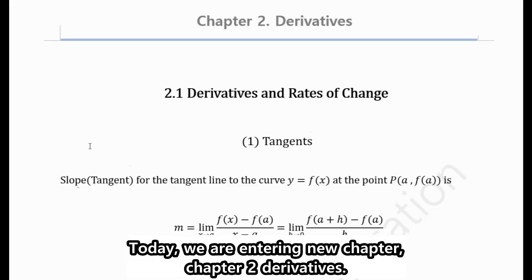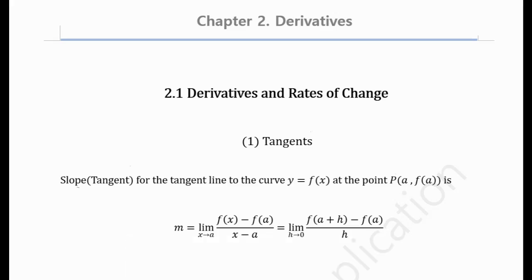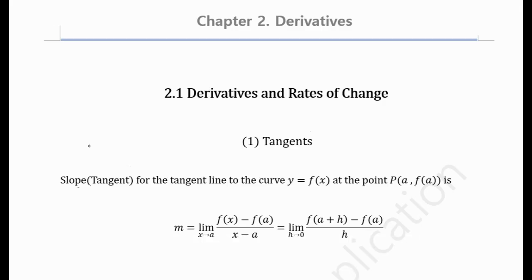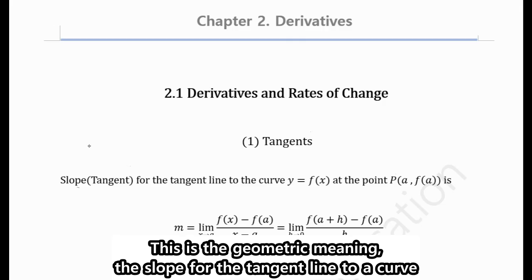Today we are entering a new chapter, chapter 2, derivatives. Today I'm talking about derivatives and rate of change. The first topic is the tangent. The tangent is the slope. This is the geometric meaning.